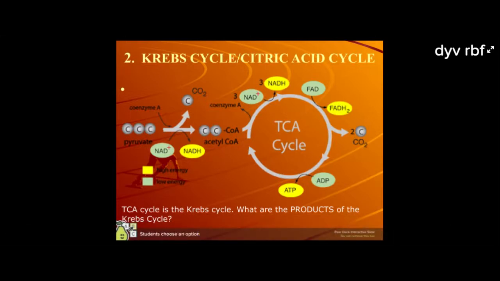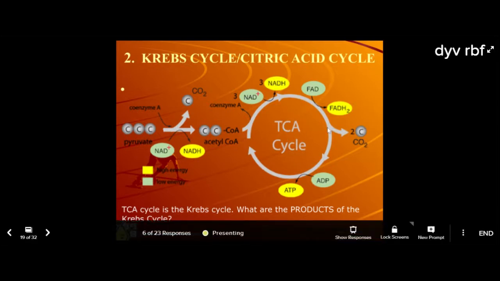Cycle is the Krebs cycle. What are the products of the Krebs cycle? Let the arrows guide you, guys. TCA cycle is the same as Krebs cycle. I wish they wouldn't call it that. It's just the Krebs cycle, okay? So look at the arrows coming off of it. What are going to be the products there? Follow the arrows. A lot of these diagrams are about following arrows.